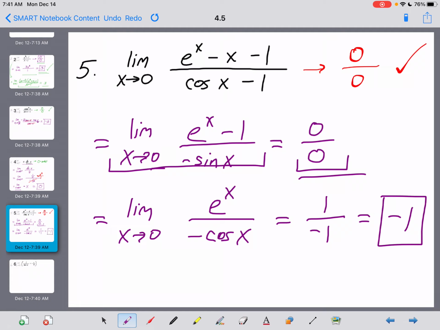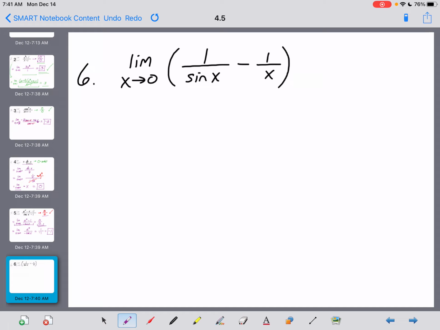So, once in a while, you might have to do L'Hopital's rule multiple times. You just keep going. As long as you get 0 over 0 or infinity over infinity each time you do it, you can keep doing that as many times as is necessary.